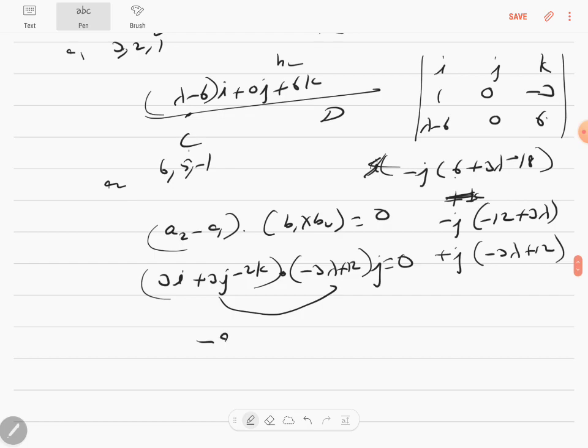Which means minus 9 lambda plus 12 3s are 36 is equal to 0. Minus 9 lambda is equal to minus 36. Lambda is equal to 4. That's the question. Are you clear? So let's go to the next question.